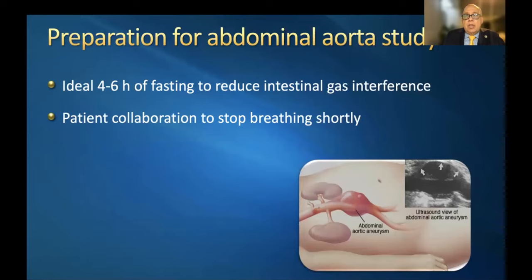For the preparation for the abdominal aorta study, the ideal is 4 to 6 hours, or even 8, but not more than 8 hours of fasting, in order to reduce intestinal gas interference. Over 8 hours, or 12 hours, is too much because the bowel will produce more gas. So the ideal recommendation is 6 hours of fasting. And we need the patient's collaboration to stop breathing briefly, just to freeze the image and capture it in order to make the measurements.